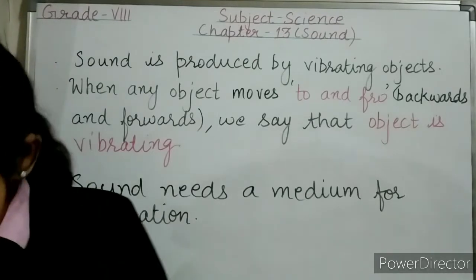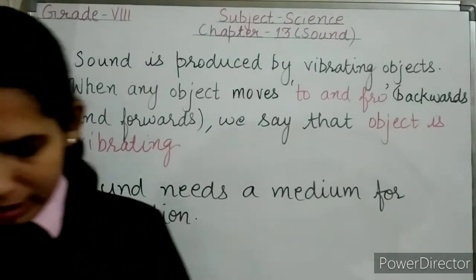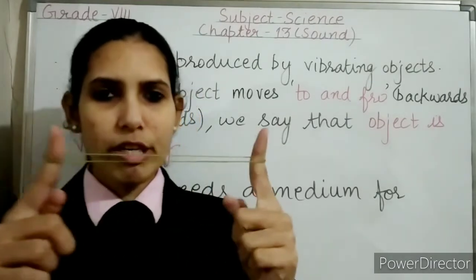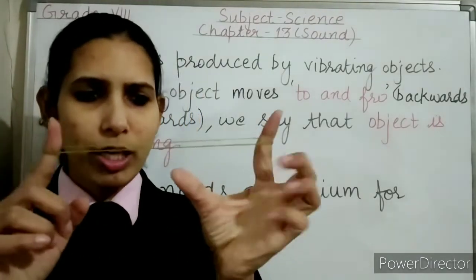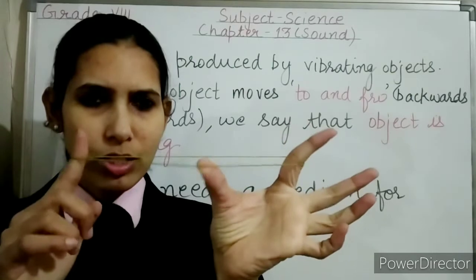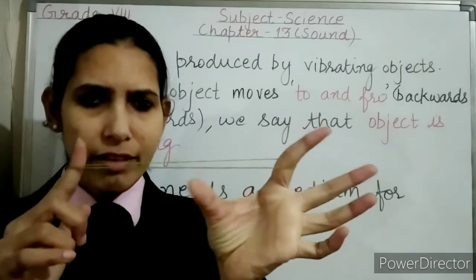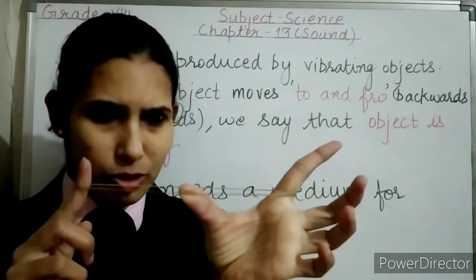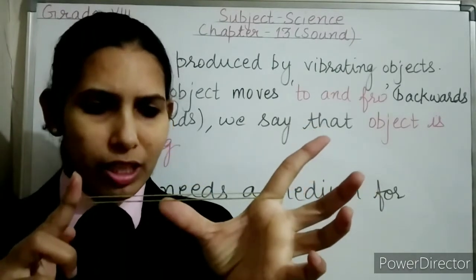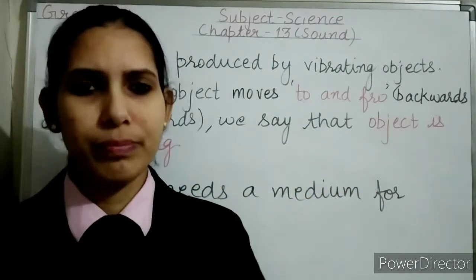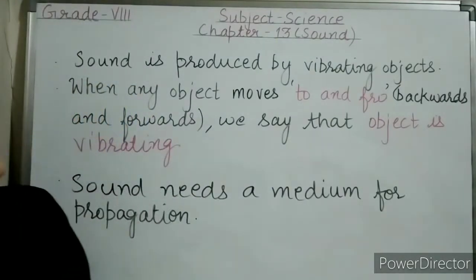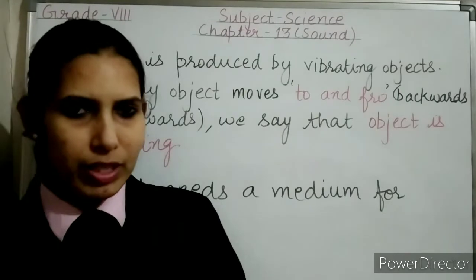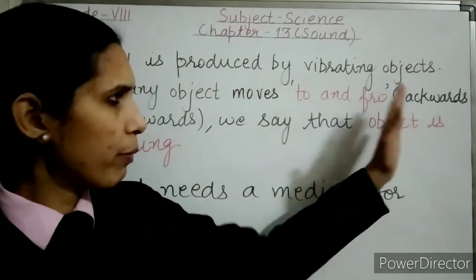So let me give you an example of how sound is produced by vibrating objects. Just take a rubber band, stretch it between your two fingers. Okay, now pluck it from the middle. You'll notice that it has started vibrating and sound is produced. I don't know whether you are able to hear it or not, because it is not a loud sound, it is a very feeble sound, meaning low sound. So sound is produced by vibrating objects. Now we have understood that it is produced by vibrating objects.